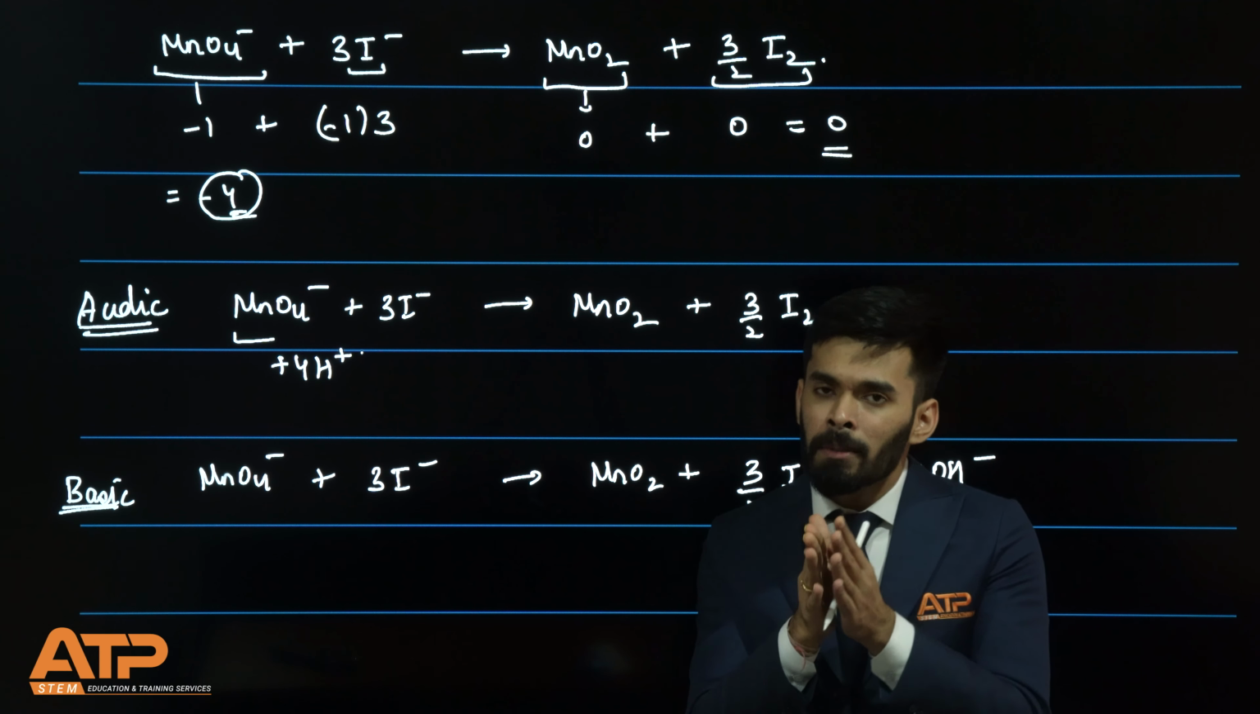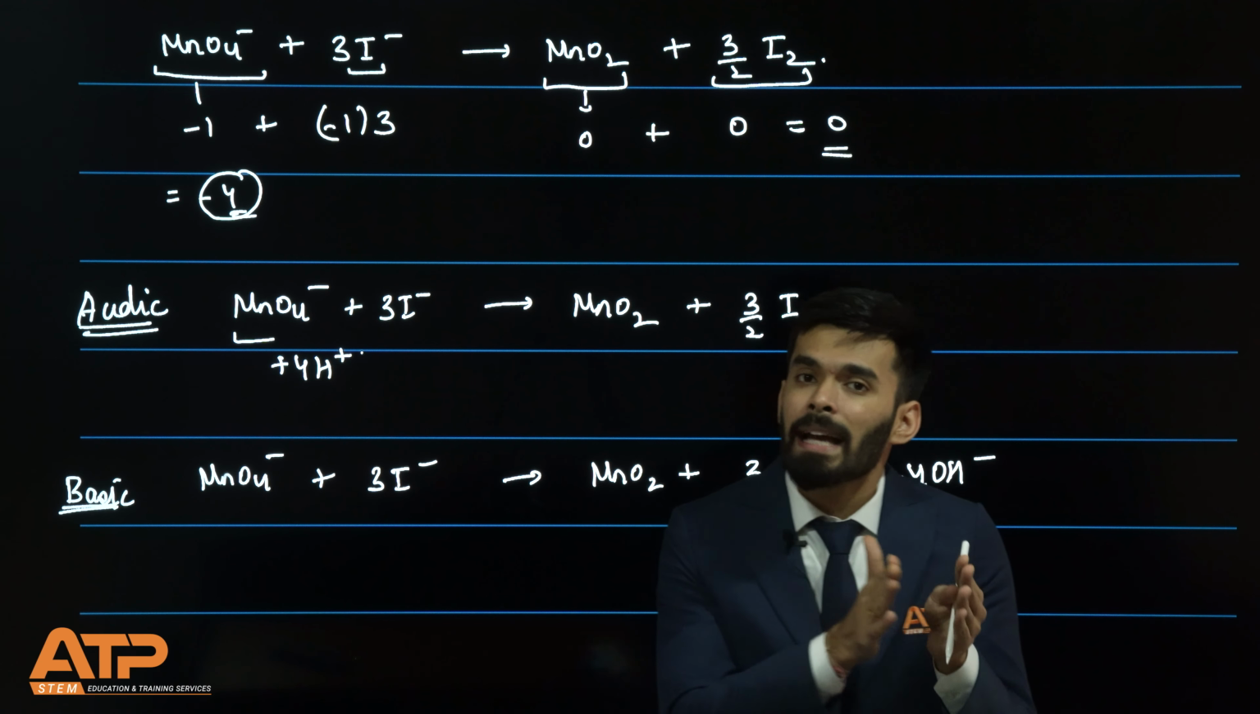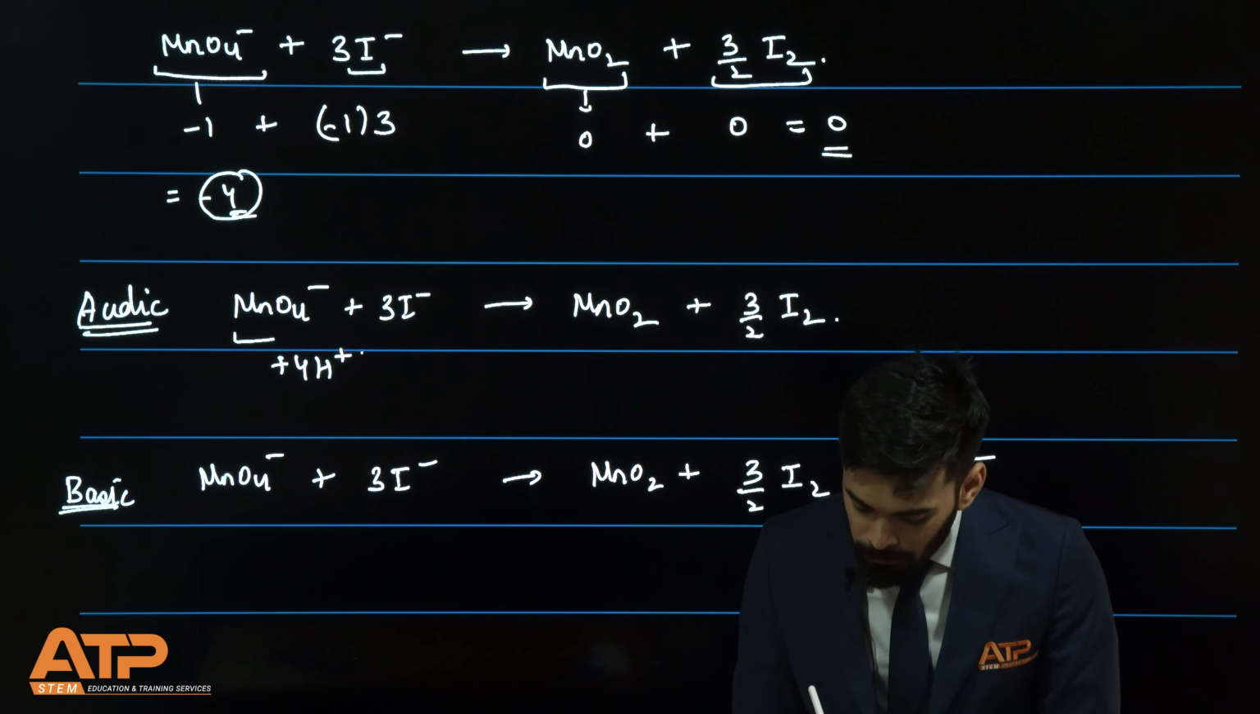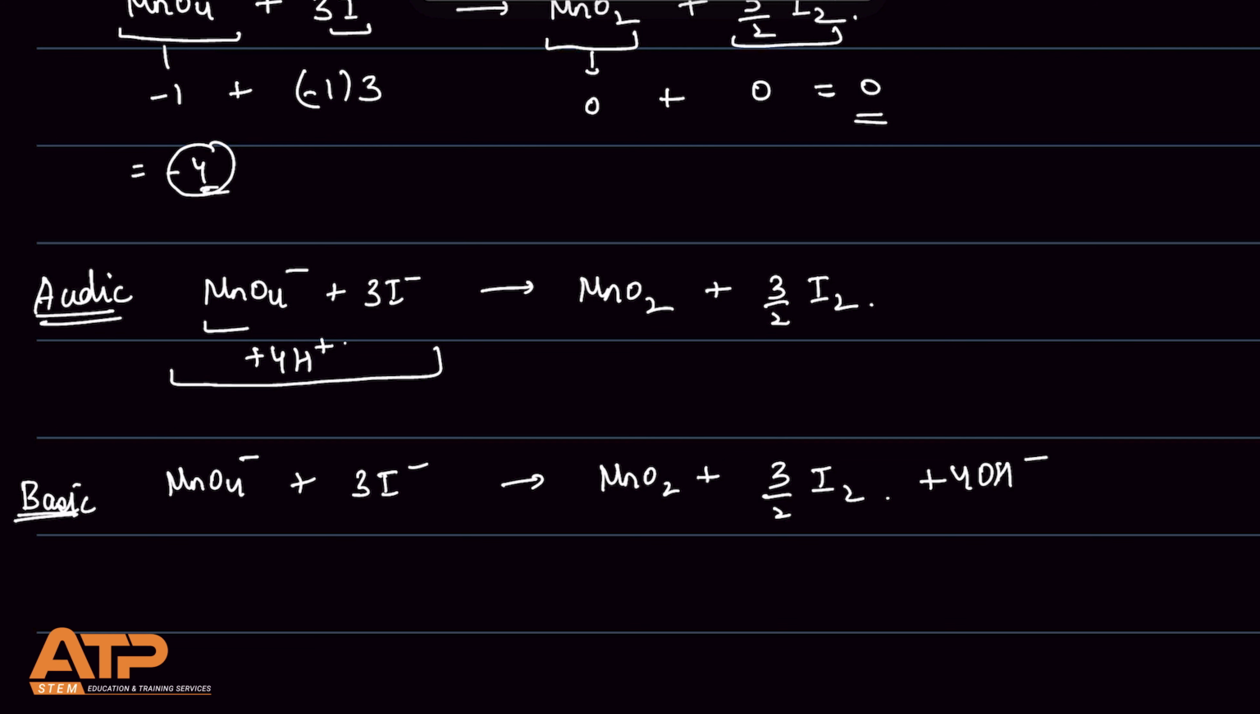For example, I will be balancing O atoms and the H atoms will automatically get balanced. Let's see how. So in acidic medium, how many oxygen atoms are there on the reactant side? There are 4 oxygen atoms. You can see that MnO4- is the only reactant which has oxygen atoms, and it has 4 oxygen atoms. Whereas on the product side, how many oxygen atoms are there? On the product side, there are 2 oxygen atoms. So we have to make 2 and 4 equal.